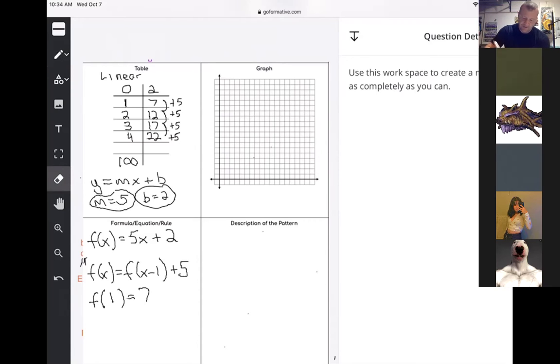All right, so for the graph over here, you could just start putting in these points like 1, 7, and then 2, 12, 3, 17, and then 0, 2. Boop, boop, boop, boop, boop. Description of the pattern.